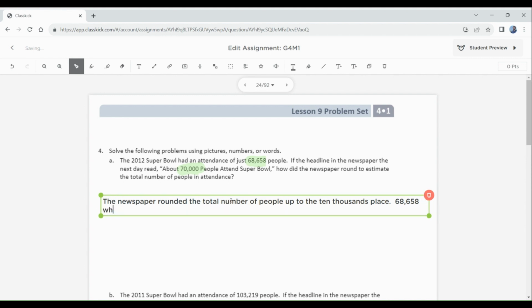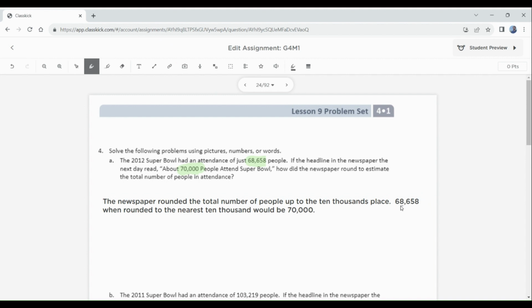68,658 when rounded to the nearest 10,000 would be 70,000. See, we have an 8 here in our thousands place, and that would bump up this 6 to a 7, resulting in the number 70,000.